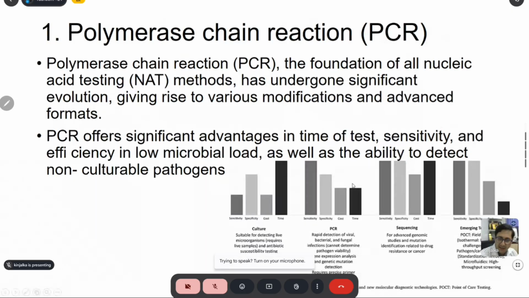So if you look at these charts here, this is the sensitivity, specificity, cost, and time for detecting microorganisms by culture. The same thing when you look at PCR, sensitivity has improved, specificity is similar, cost is a bit higher, time taken is very less. Whereas sequencing, time is still higher, cost is higher, specificity and sensitivity are higher. And emerging technologies, again, time is very less, whereas sensitivity, specificity are very good.